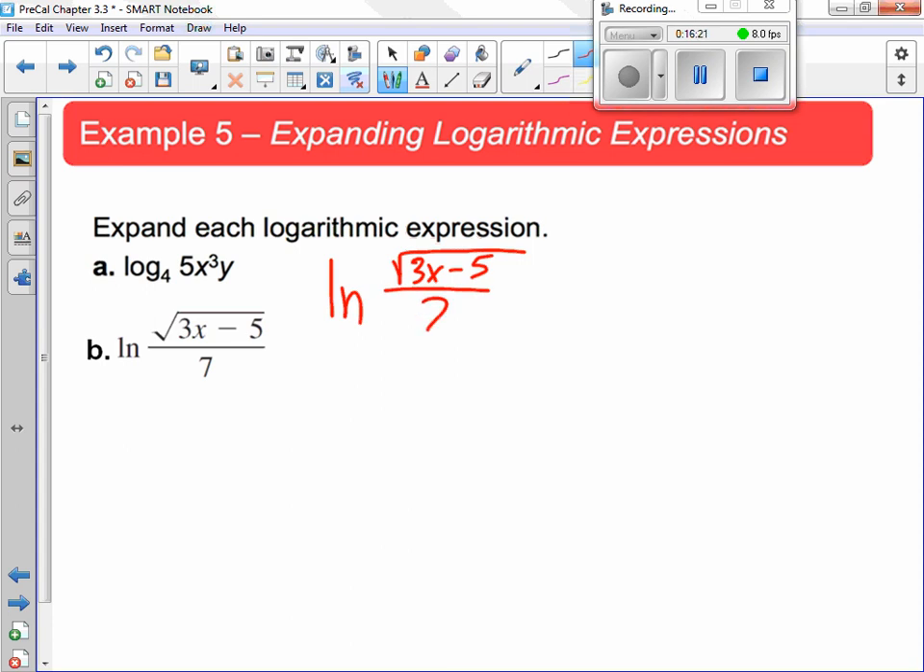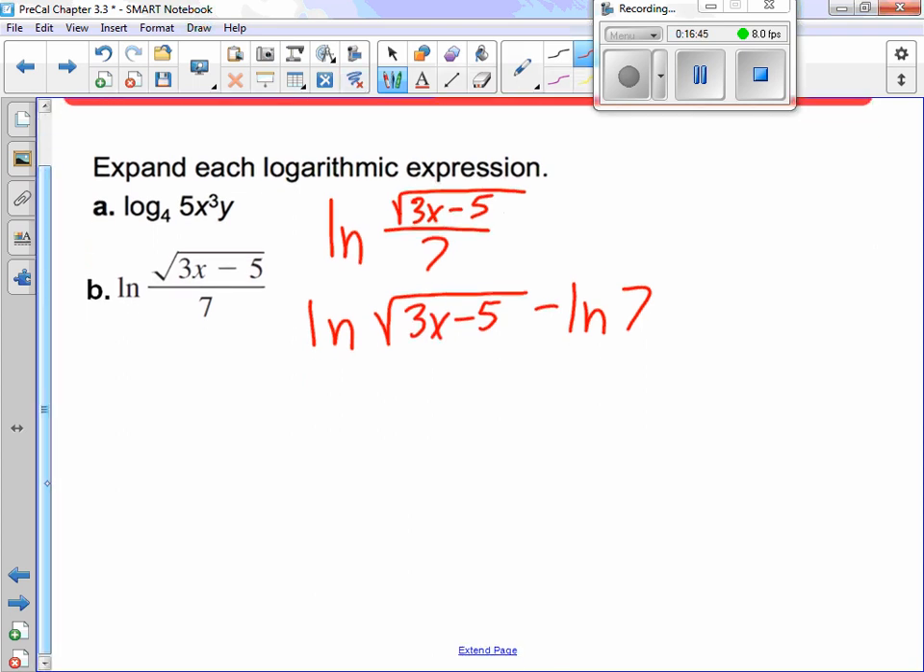So again, when I look at this here, the first thing I would do would be the division. I would deal with it first. So that would rewrite this as ln of the square root of 3x minus 5 minus ln of 7. Well, the ln of 7 is done. There's nothing else to do with 7, is there? Technically, this is not the last step. How would I rewrite a square root as a power?